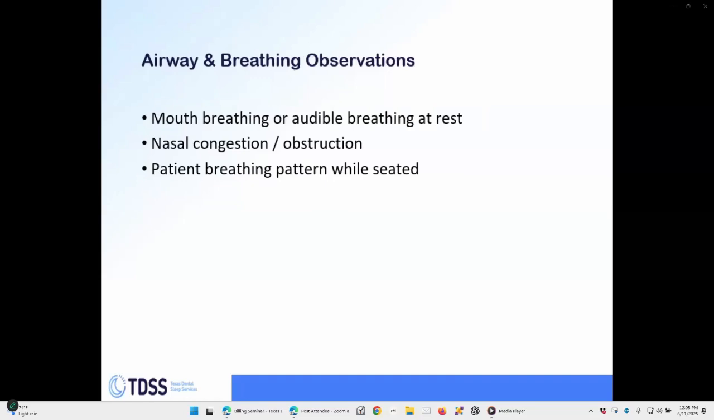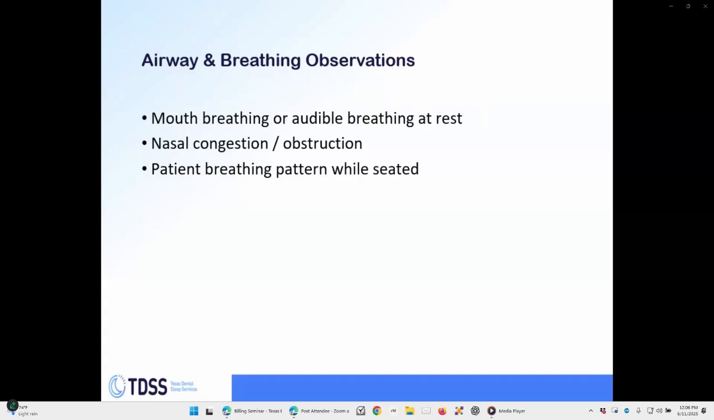It is, yeah. While the patient's just sitting there waiting or talking, you can observe their breathing patterns. Are they mainly breathing through their mouth? Is their breathing audible? Like, can you hear it even when they're resting? Are there signs of nasal congestion or obvious blockage? These direct observations, combined with the history and the physical measurements, start to build a picture of potential risk.